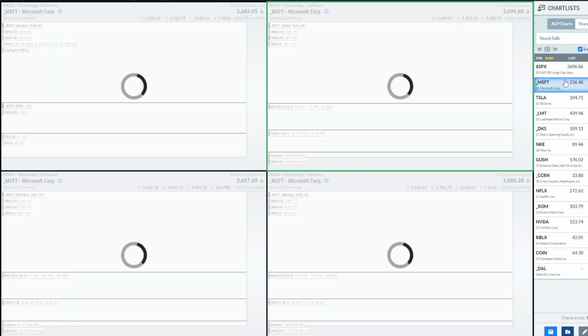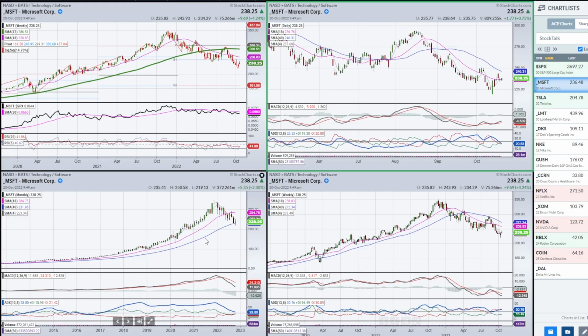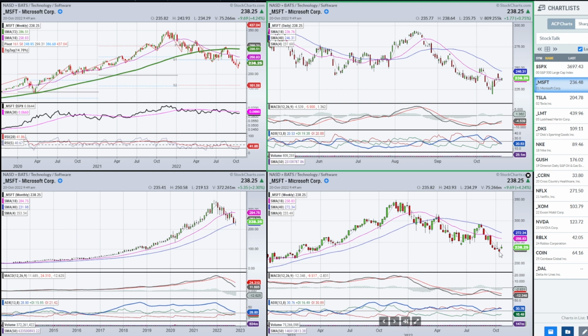All right, let's go on to Microsoft. I figured I'd just follow up and give you a quick glimpse. So just based on what we were talking about, we were getting stretched away on the weekly chart. You see how this has gotten a little too far away from the 18-week? The trend is down for sure.